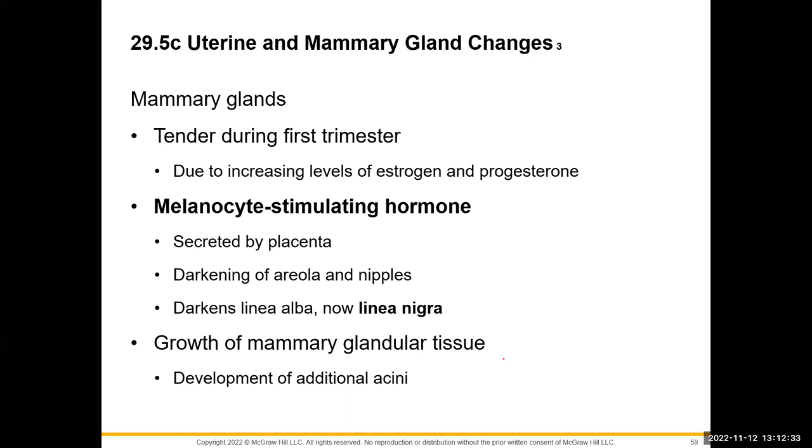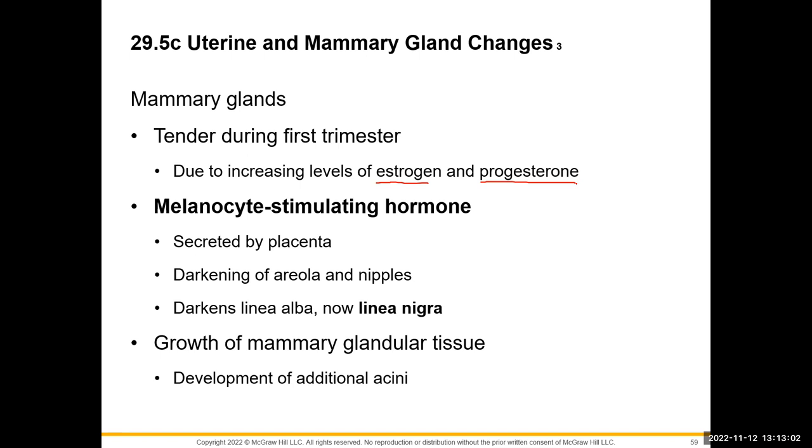At the same time, as the uterus is expanding, we're going to see changes in other areas of the body. Mammary glands will start to undergo some changes there. In the first trimester, mom might be complaining of tenderness around the breasts, around the nipples here. And again, that is due to estrogen and progesterone being produced primarily from the corpus luteum, and then the placenta will start to help out with that.